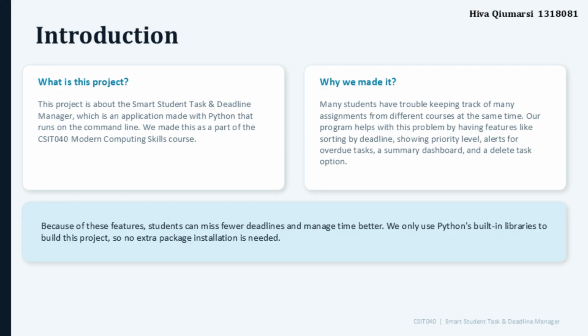Our program helps with this problem by having features like sorting deadlines, showing priority level, alerts for overdue tasks, a summary dashboard, and also deleting task options. Due to these features, students can miss fewer deadlines and manage time much better. We only use Python's built-in libraries to build this project, and there is no extra package installation needed.